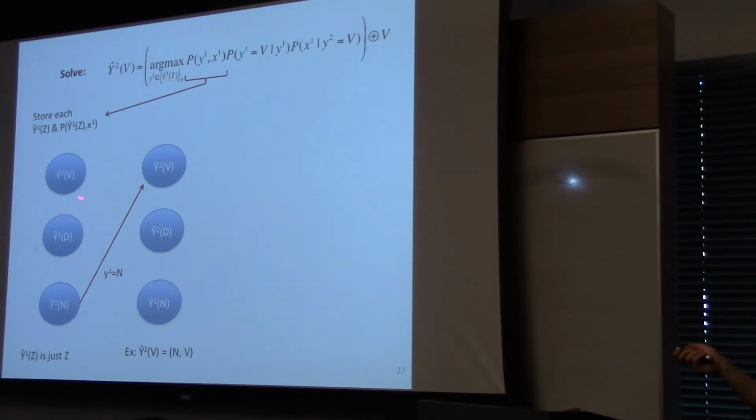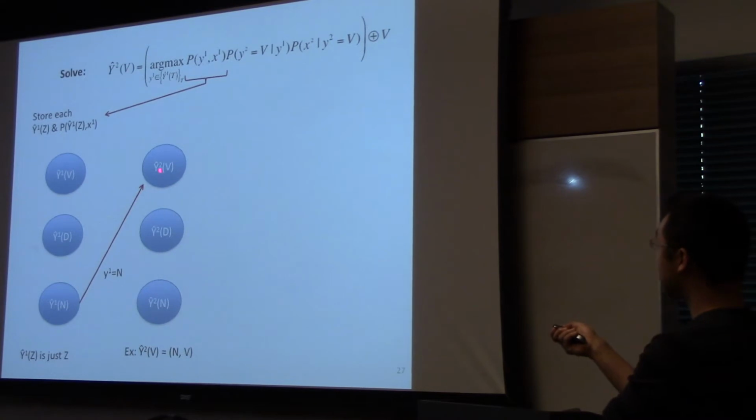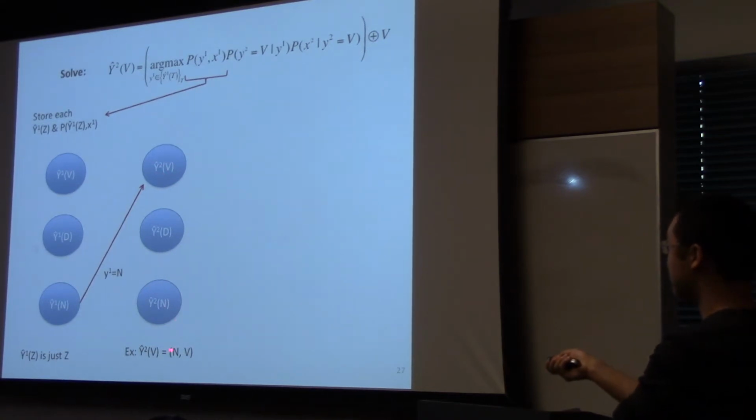What this means is that we no longer need to remember these two solutions, subsequences, because their probabilities are dominated by the probability of this subsequence. So now what that means is that y2 of verb is the sequence noun verb.